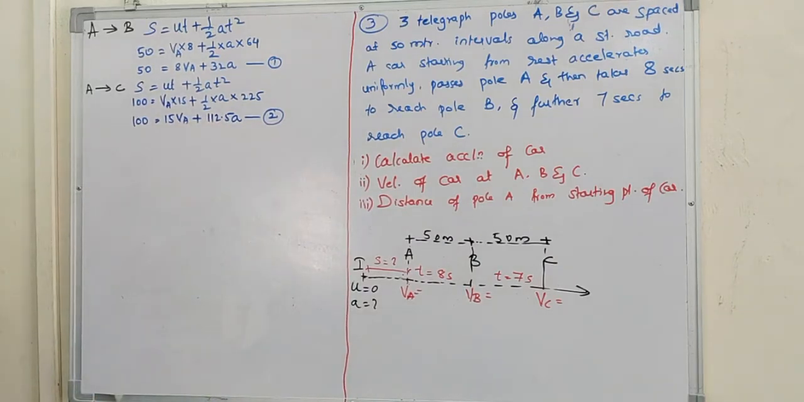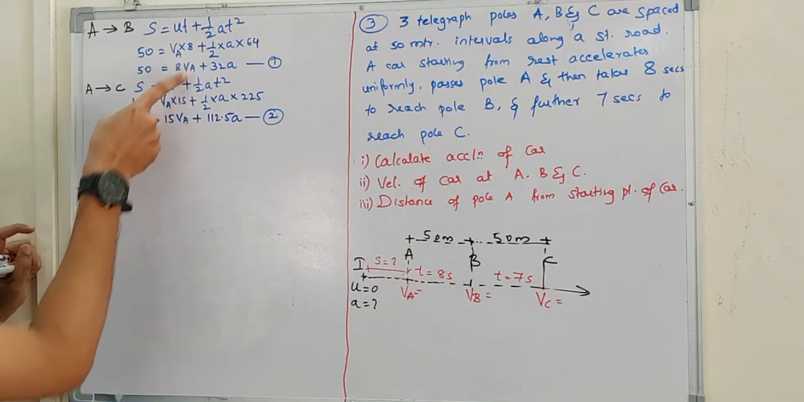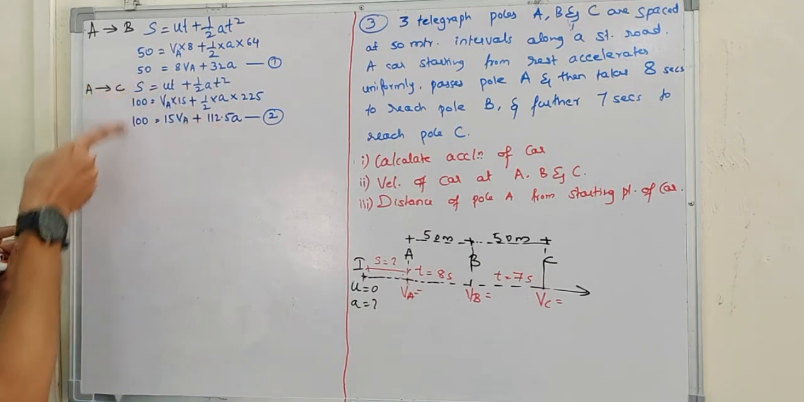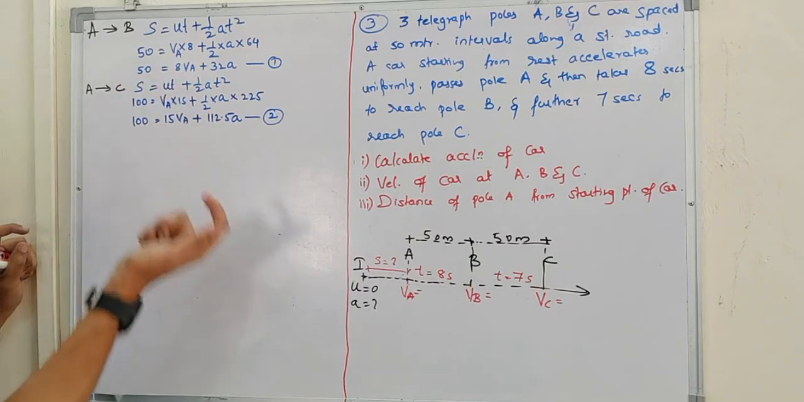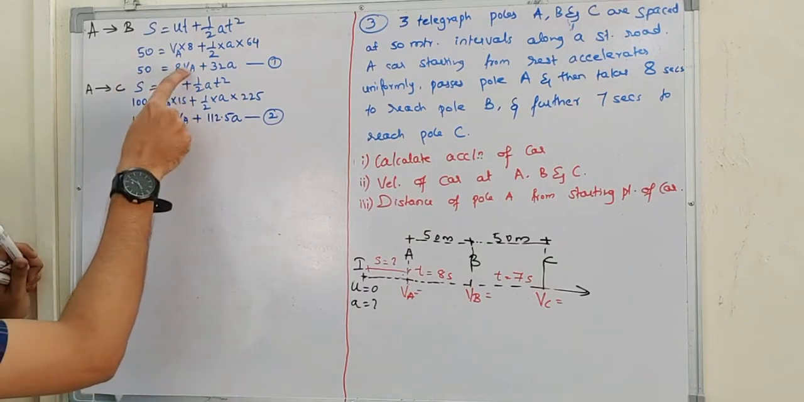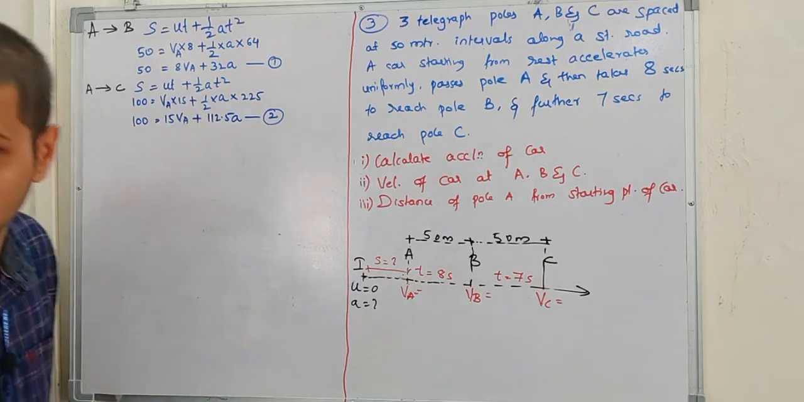So now we have two simultaneous equations, expression 1 and 2, wherein the variables are VA and a. Two equations and two unknown variables. Using your calculator, the values of VA and a can be calculated, and I'll directly write the answers. So this is simple.